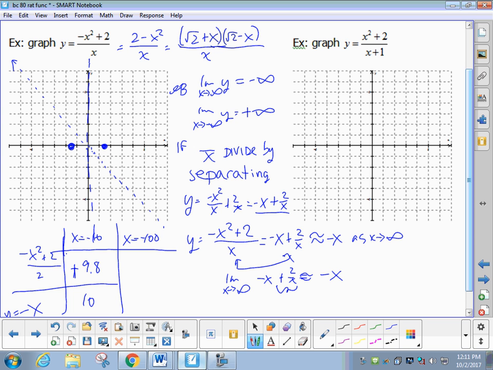Negative 100 squared is 10,000. Negative 10,000 plus 2 is negative 9,998 over negative 10,000. It's basically 1.